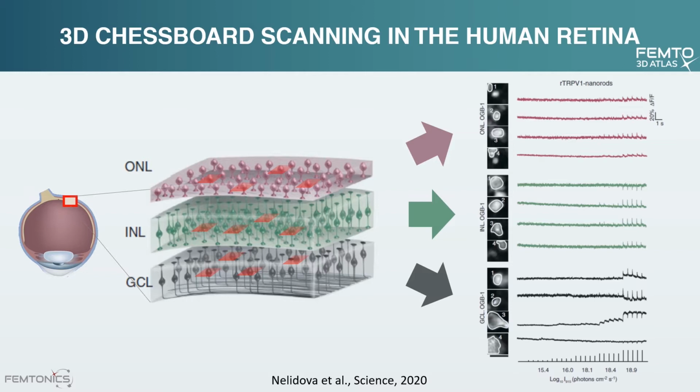With a conventional microscope, these experiments would have taken much longer and would have required more human retina samples, which are incredibly difficult to source. The fluorescence traces to the right show the responses of different retinal cell types to increasing levels of light stimulus.